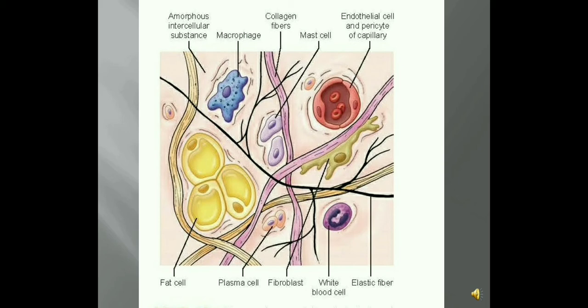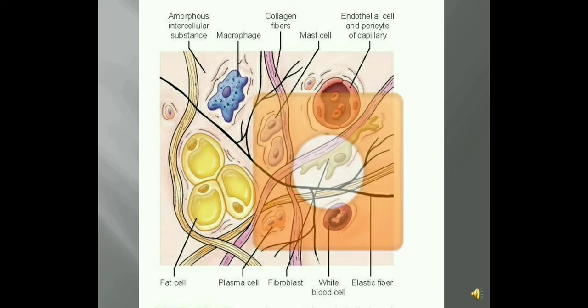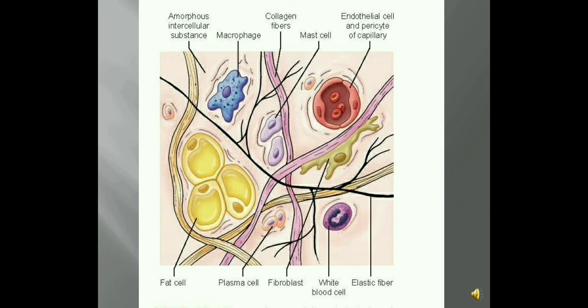Now, if you see, this tissue contains four different types of cells. First one is a fibroblast cell. Fibroblasts are large flat cells having branching processes. They produce fibers as well as polysaccharides. They form the ground substance, or you can say matrix of the tissue.